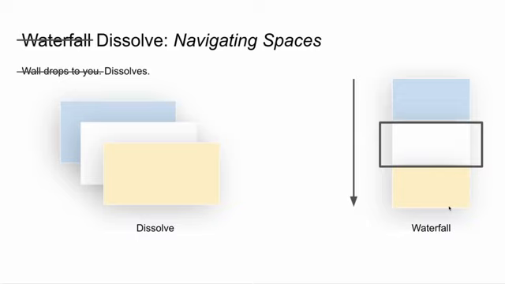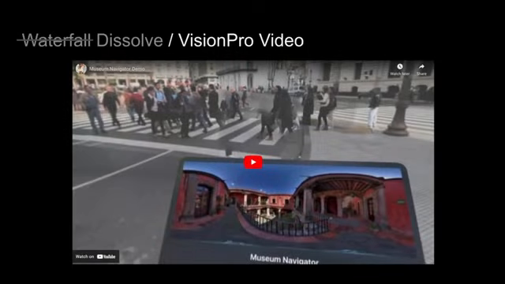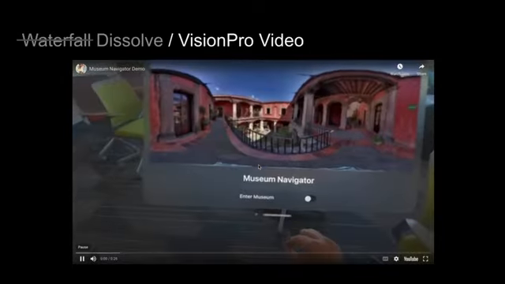Finally, we originally had this idea of a waterfall where the walls around you would transition from one space to another by changing or sort of falling from the sky downwards. But there were limitations with this, so we tried a dissolve technique where the walls dissolved from one to another. And again, the idea here is to promote this idea that you are traveling between different spaces.